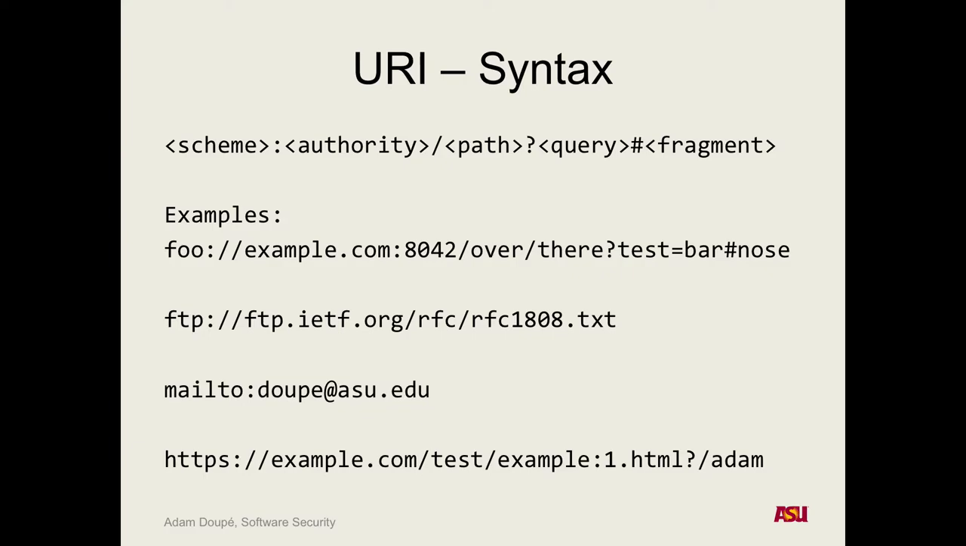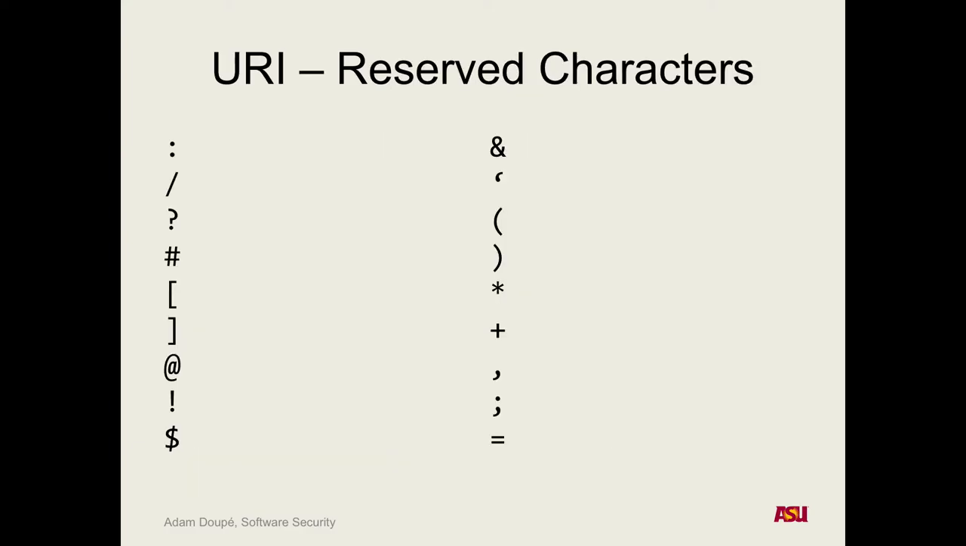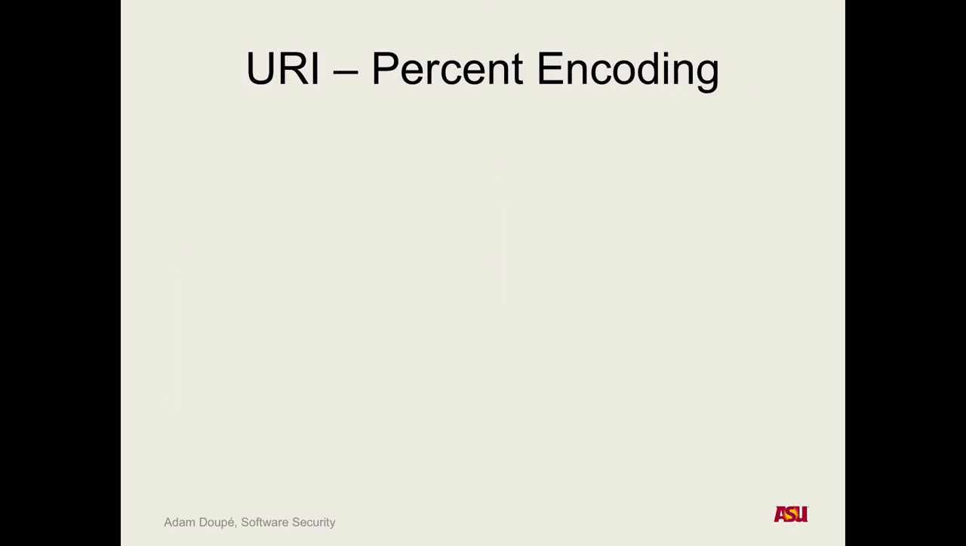So just like in Bash, or even in your favorite programming language, right? When you have a string in double quotes and you want to include a literal double quote character, what do you have to do? Escape it. There has to be some kind of escaping scheme. So the same thing with URIs. There's a set of reserved characters that are supposed to always be encoded. And the way it's done is with what they call percent encoding.